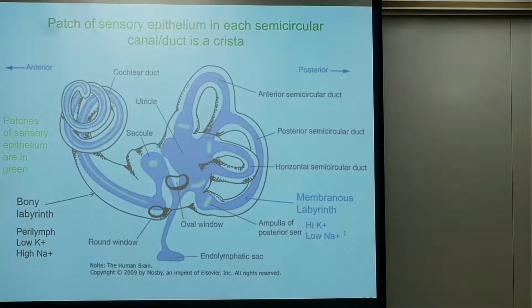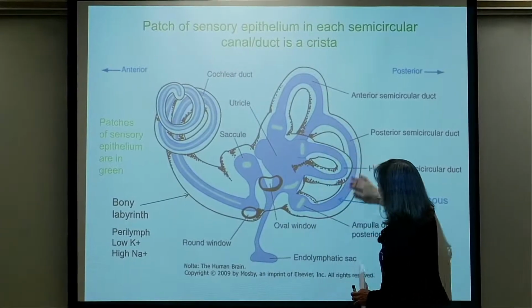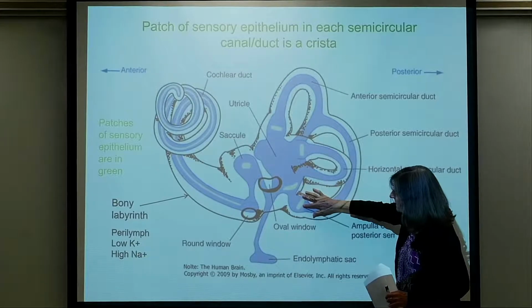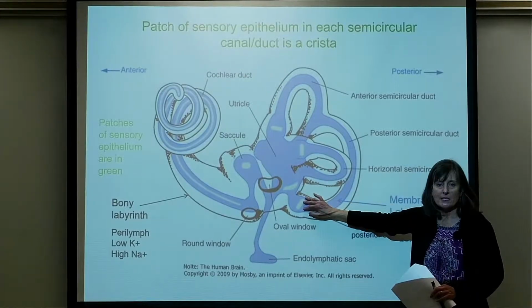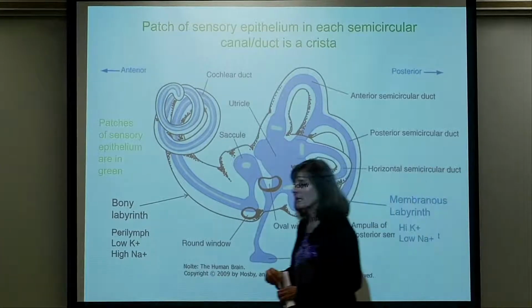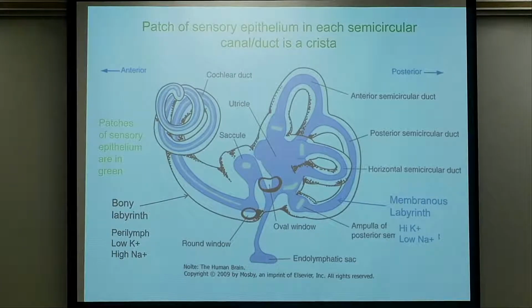So this is back to our diagram we've already seen. Here are our semicircular ducts, and you can see at the base of each is this patch of sensory epithelium that I already talked about. Now I'm going to draw a diagram on the board and take you through how this works if we're getting acceleration of the head in a certain direction. We're going to be talking about the horizontal semicircular canal just because it's the easiest to talk about, but it works the same way in the other ones.